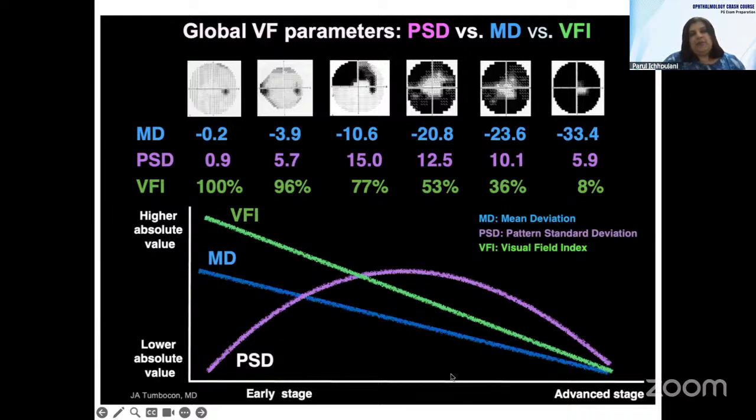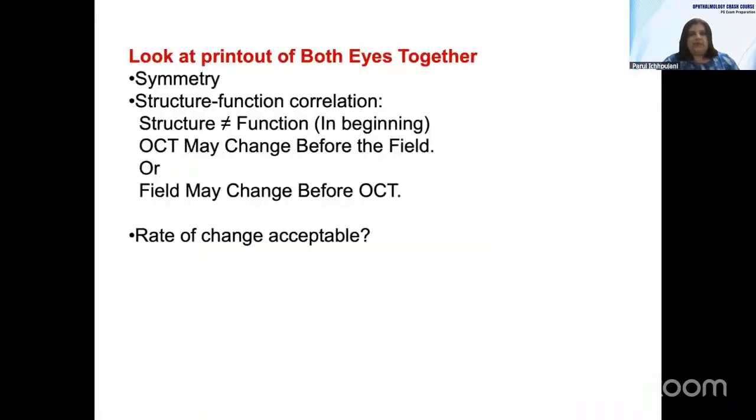And at one point, it tends to improve. But as the disease advances, all the parameters touch rock bottom. At this point, performing a macular test or a 10-2 test makes more sense rather than doing a 24-2. Look at the output of both the eyes together, look for symmetry.